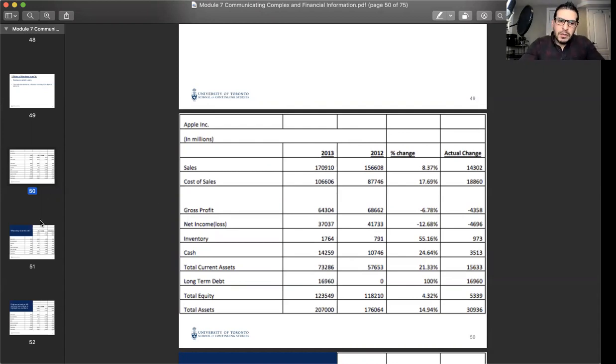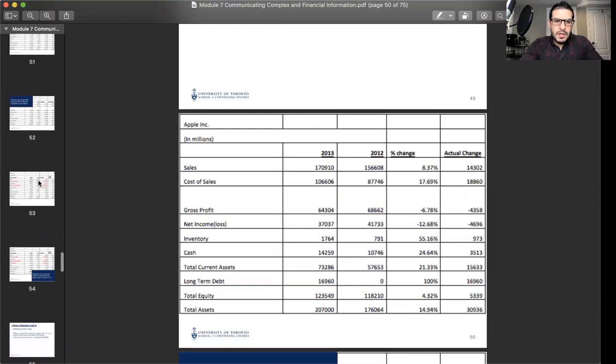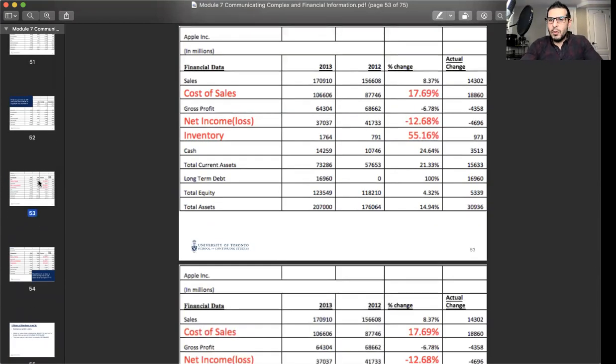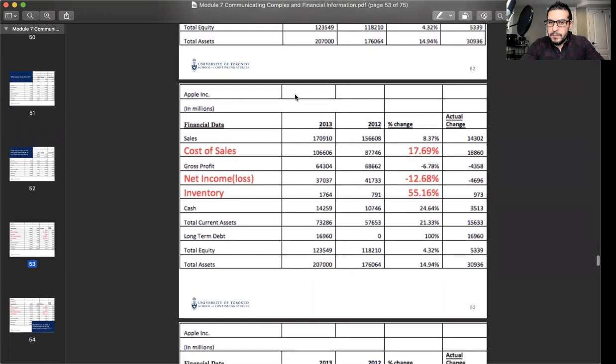Another thing we can do, if we don't really feel comfortable or we have a few different numbers that we need to talk about, is we can just highlight what's important and then use where and when. So during the course of my discussion, I could say, if everyone could just look at cost of sales, it's the first red number. We can see a cost of sales increase of 17.69%. But what does that mean? And then you get into it.